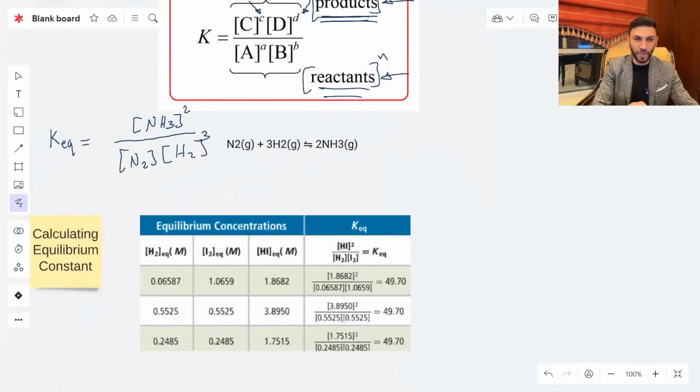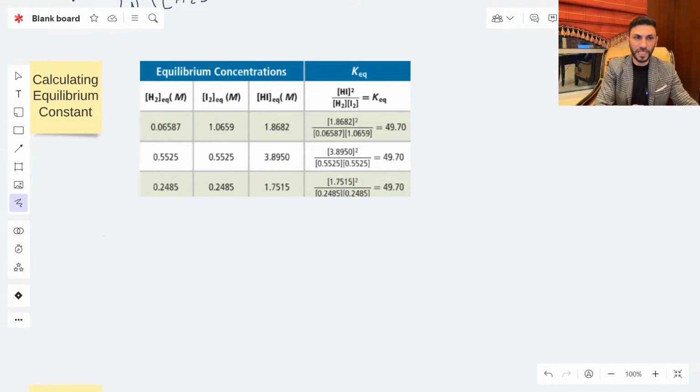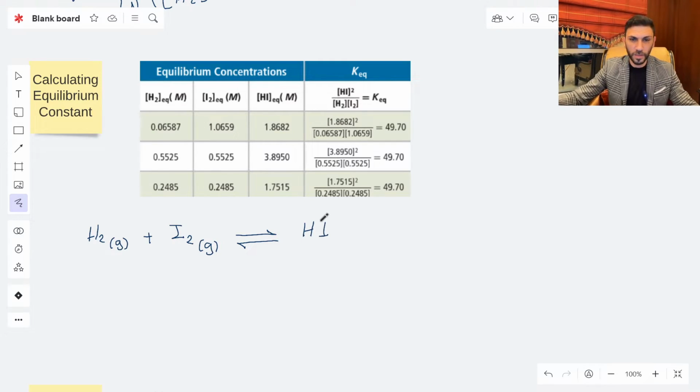Let's check this example here: how to calculate the equilibrium constant. We have this chemical reaction, which is H2, which is a gas. It reacts with I2, which is also a gas, and it will give you, in a reversible reaction, HI, which is also a gas.